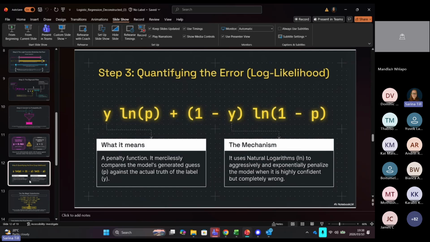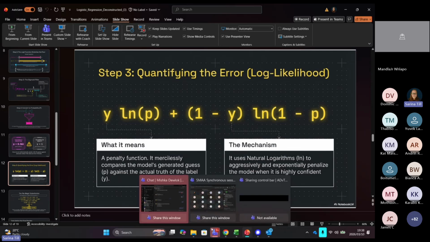And then we're going to talk about the cost function in the next 10 minutes. I need to check how much you want to vomit.